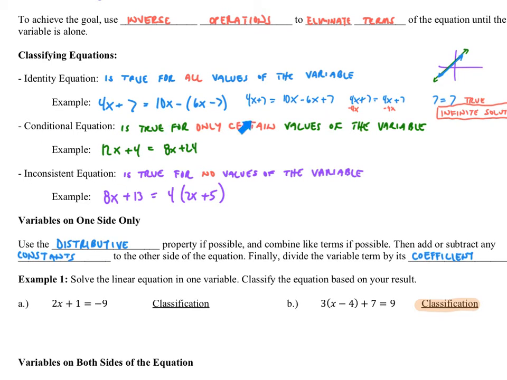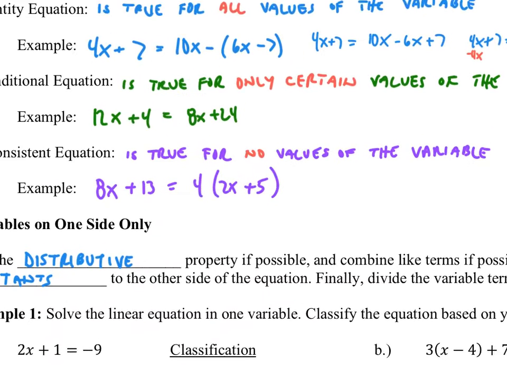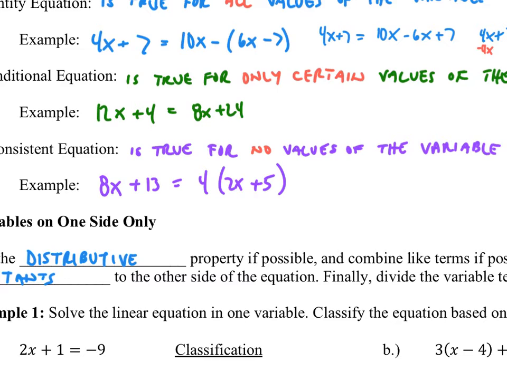Conditional equation: only true for certain values. So here's an example of a conditional equation. 12x plus 4 equals 8x plus 24. There's no simplifying to do, so I'm going to go straight to my SADMEP.